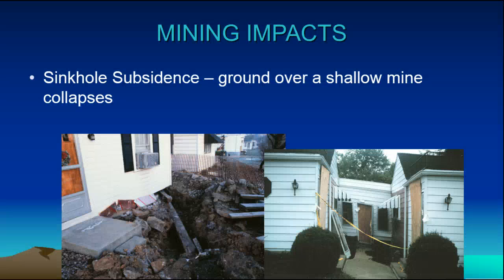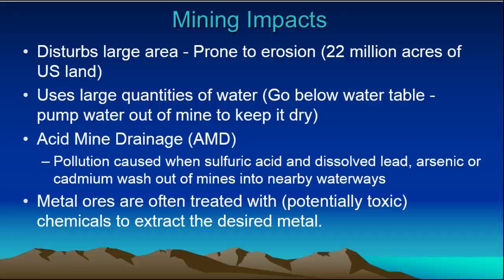One of them I want to mention too, we've talked about already, is subsidence, which is when the ground collapses. This can happen if you have an underground mine and it's close enough to the surface that the ground can kind of sink in. Also, we talked about already, erosion is a big issue, especially those areas where you've cut down into mountains or things like that. It also uses large quantities of water. A lot of times these mines go below the water table, so they have to pump the water out of the mine to keep it dry. It can get contaminated in that process.